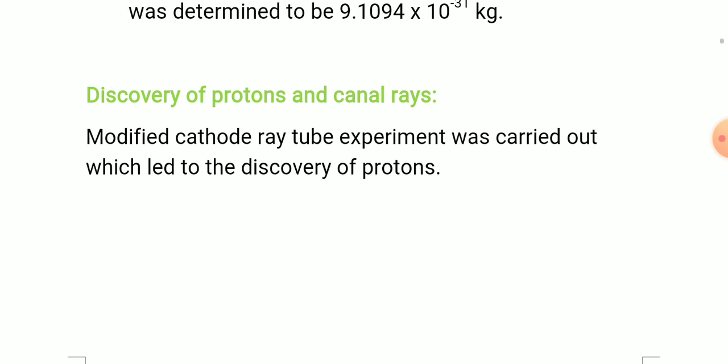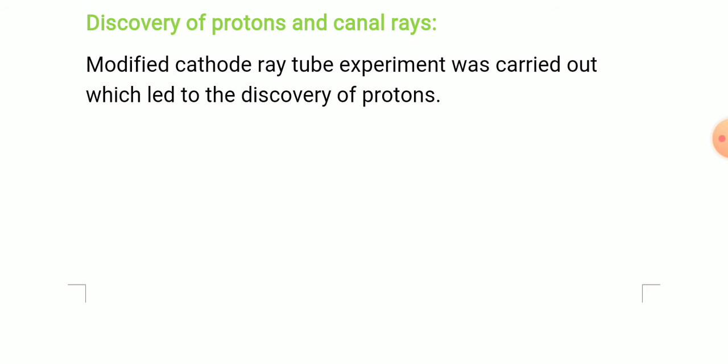Now, the discovery of the proton. The experiment is the canal ray experiment, like the cathode ray experiment. Which scientist discovered protons? Initially, the scientist Goldstein did the experiment, and finally Rutherford discovered protons. A modified cathode ray tube experiment was carried out, which led to the discovery of the proton.